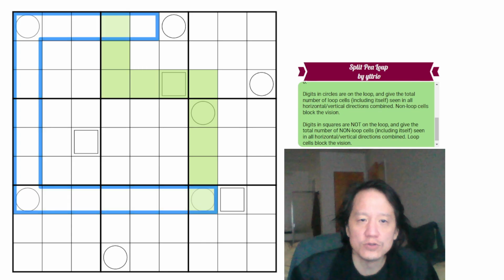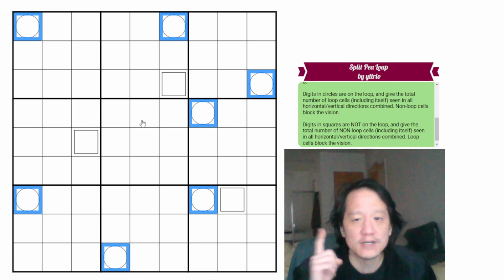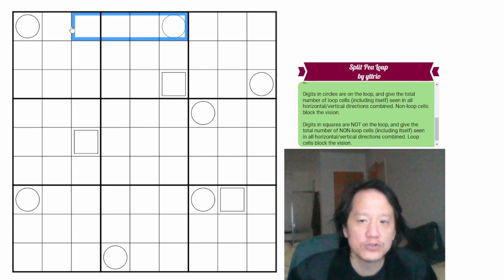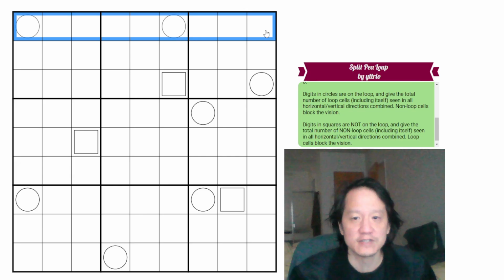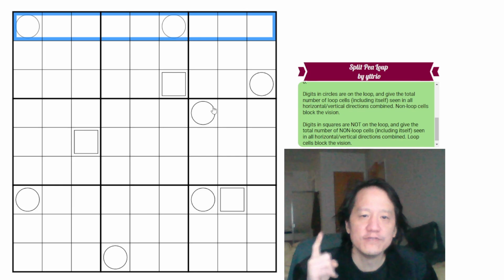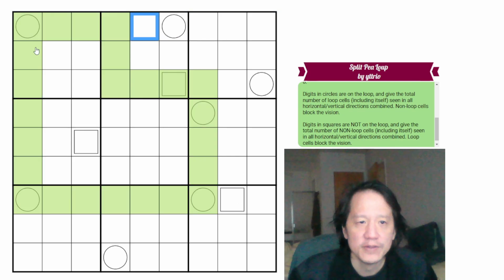Digits in circles are on the loop, so all the circles are on the loop, and give the total number of loop cells, including itself, seen in all horizontal and vertical directions combined. Nice. I like how he specifies that. Non-loop cells block the vision. So, for example, let's go back to the loop that we had.